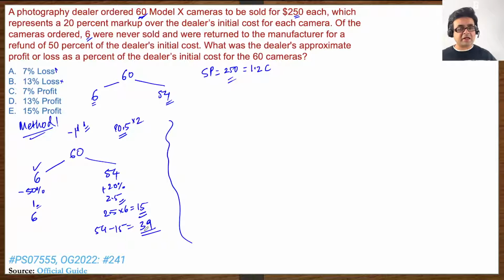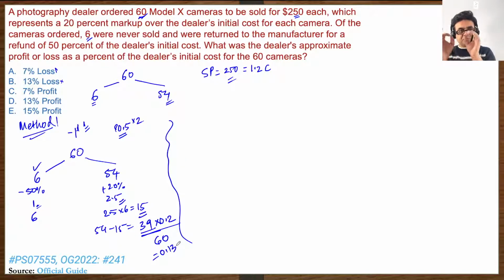However, just to demonstrate the question and get the 13% profit answer, I already received 39. So for 39 devices, I am getting 20% profit. So that is 0.2 multiplied by 39, divided by the total number of devices I have, which is 60. When you solve it, you will get 0.13, multiplied by 100. That is 13% profit. So this is method number 1.